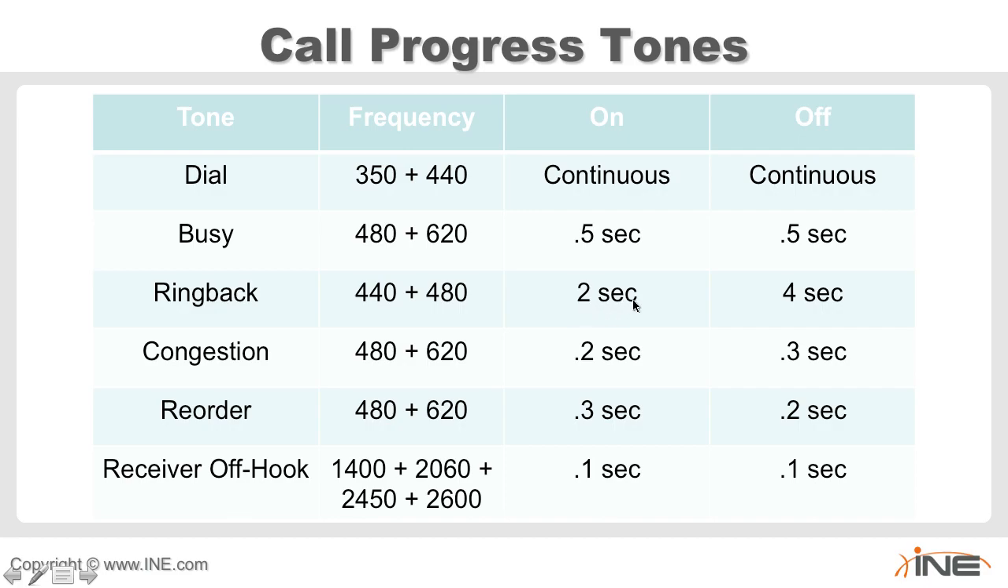Congestion, which you probably don't often hear, is 480 plus 620, the same as reorder, if you'll note. Actually the same as busy, and that's why people often confuse reorder and busy, because they are the same frequencies. However, busy is quite noticeable: on for half a second, off for half a second, whereas reorder is on for 0.3 second and then off for 0.2. So it's much quicker. So reorder probably sounds like beep, beep, beep, beep, beep, whereas busy is beep, beep, beep.